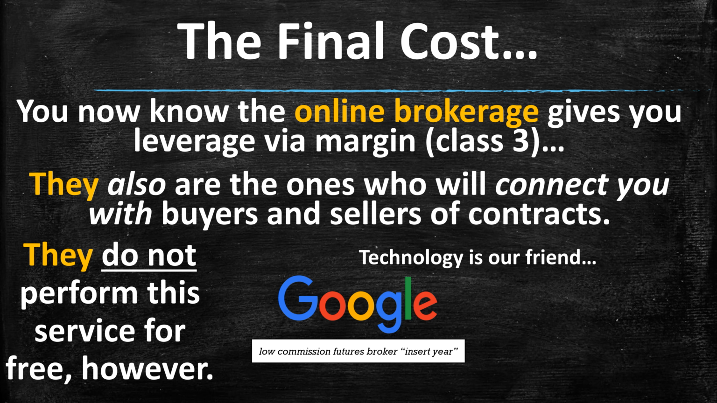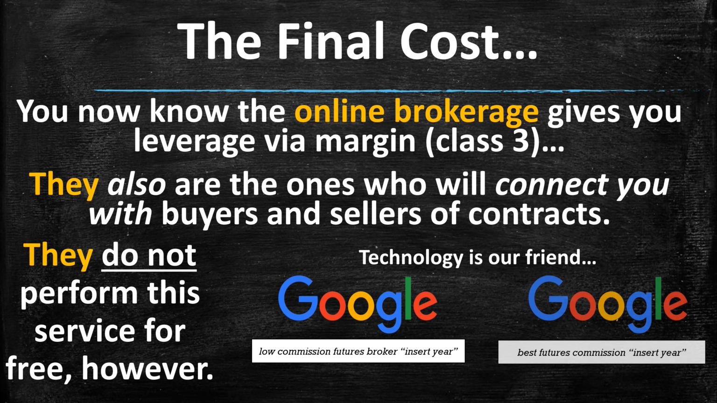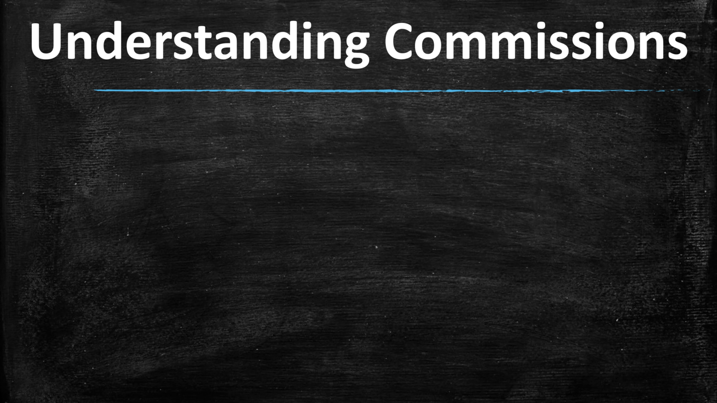So a couple different ideas to get you started: low commission futures brokers, and then insert the year so you can try to keep that search as relevant as possible. So whatever year you're watching this, throw that in. And then best futures commission, once again insert the year, but get creative, right? I'm not saying those are the only 2 searches you can run, but take those and evolve them for whatever you think might give you the best results, but those ones will definitely get you started.